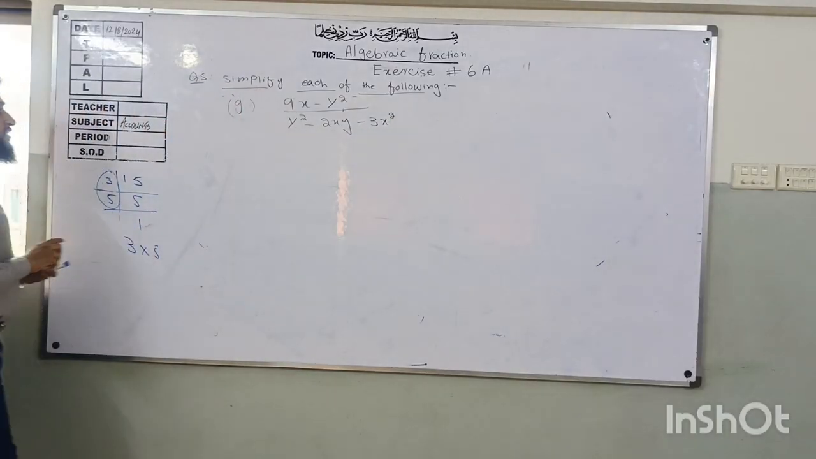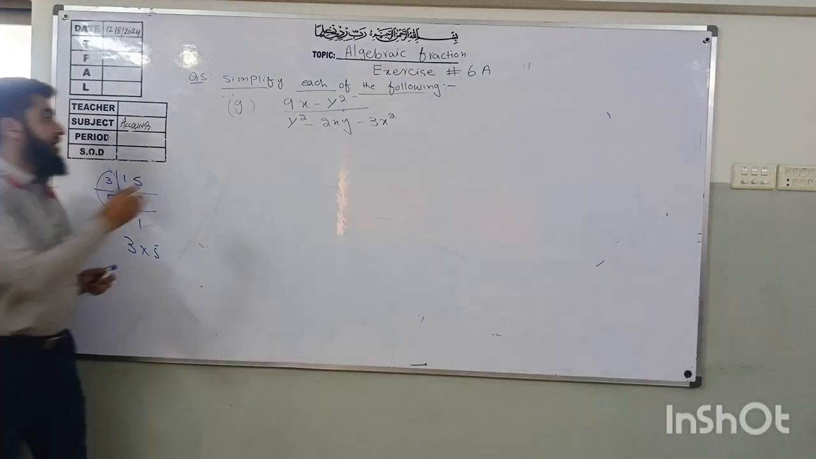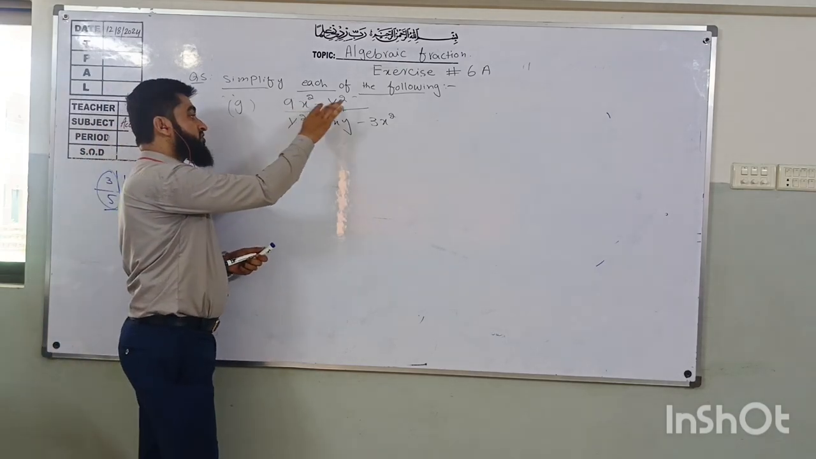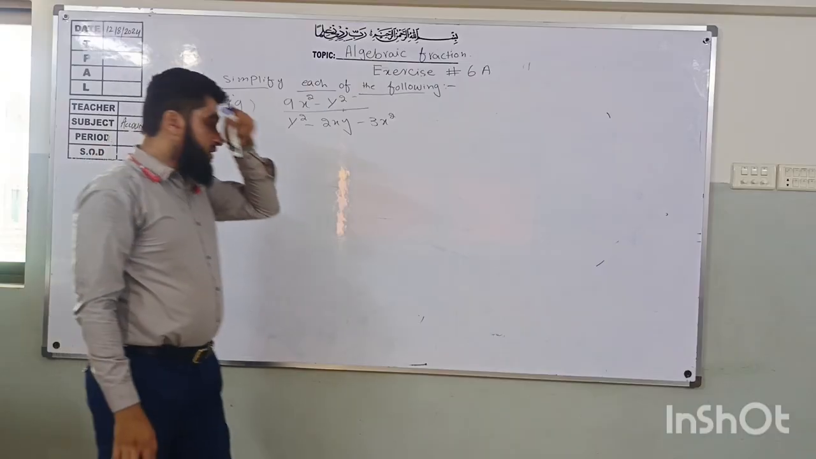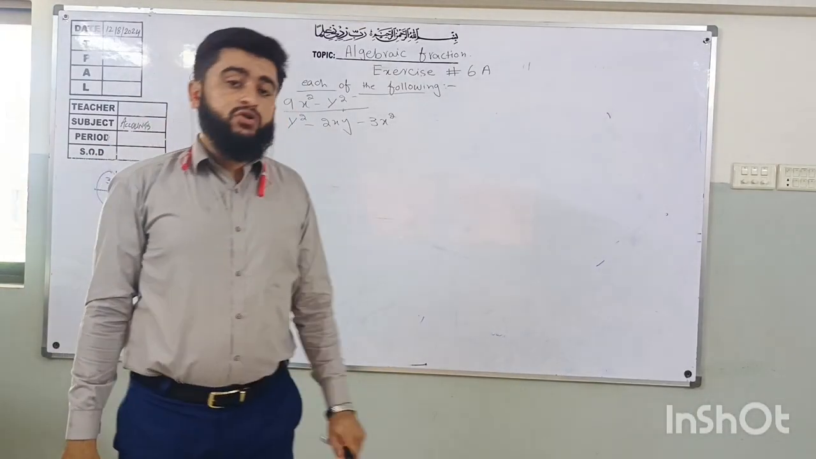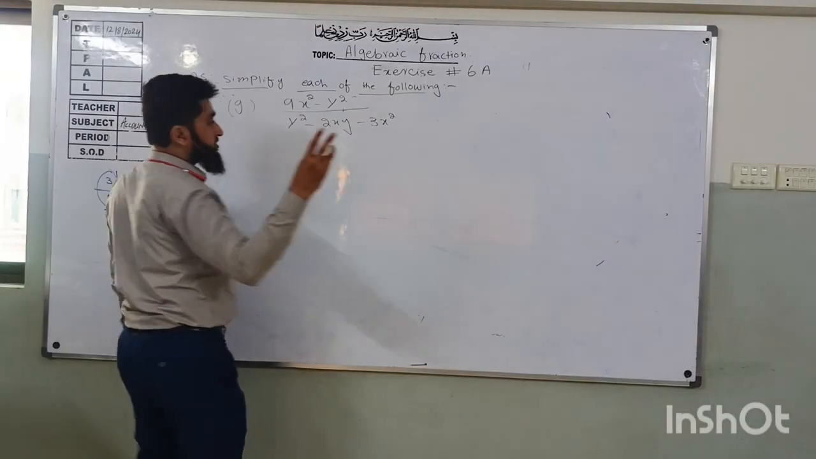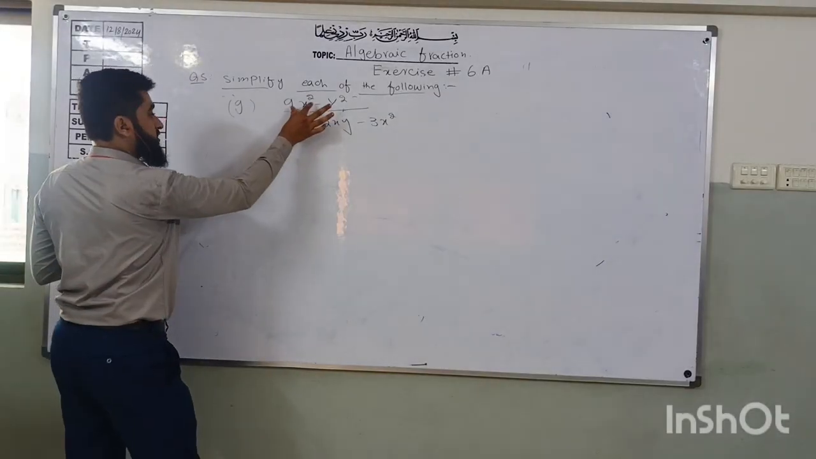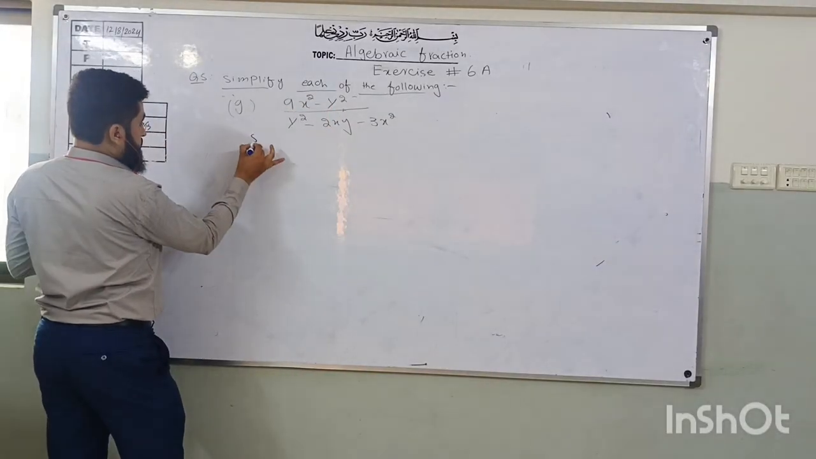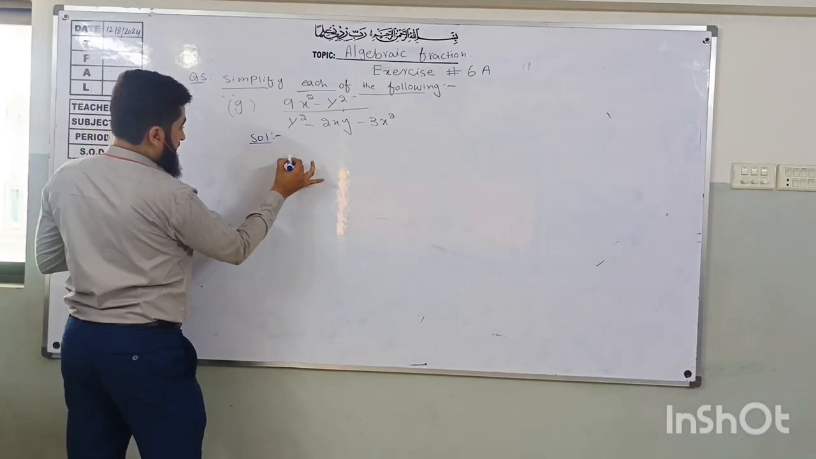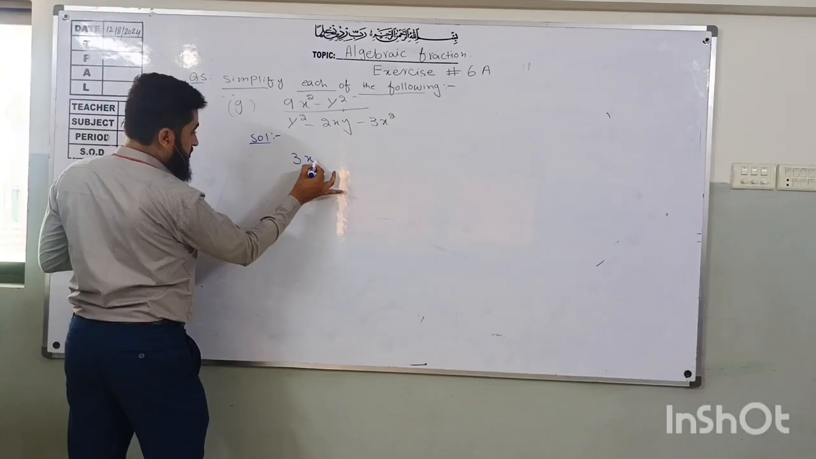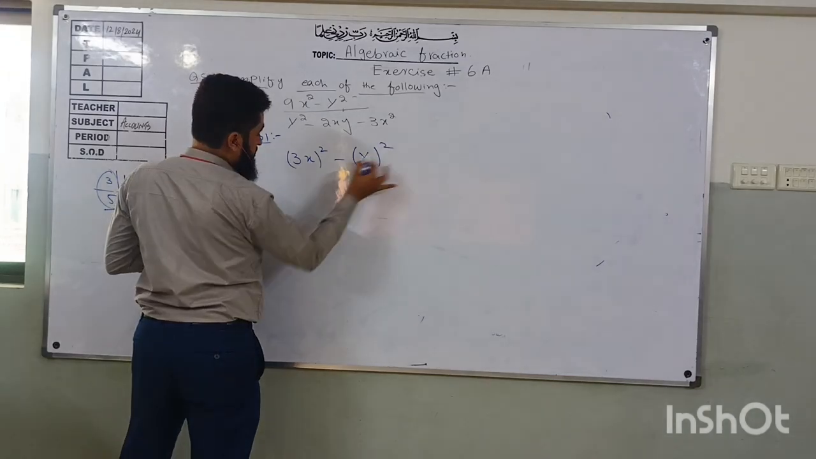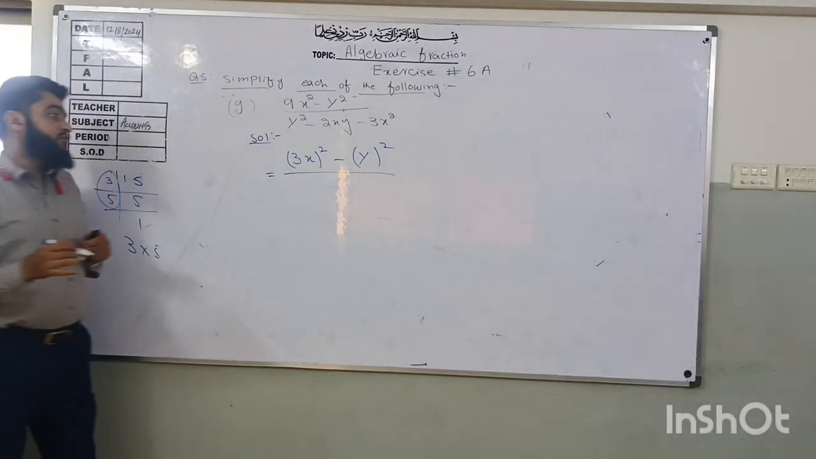Okay, you can see that students, 9x square minus y square. In the numerator, first of all, you can see that both terms are perfect squares. So these are perfect squares, then we apply the formula. Which formula? Third identity, a square minus b square. First of all we will convert this into perfect squares. Solution: 9x square is the perfect square of 3x, whole square minus y whole square. Do you understand? Okay, we will move toward next.